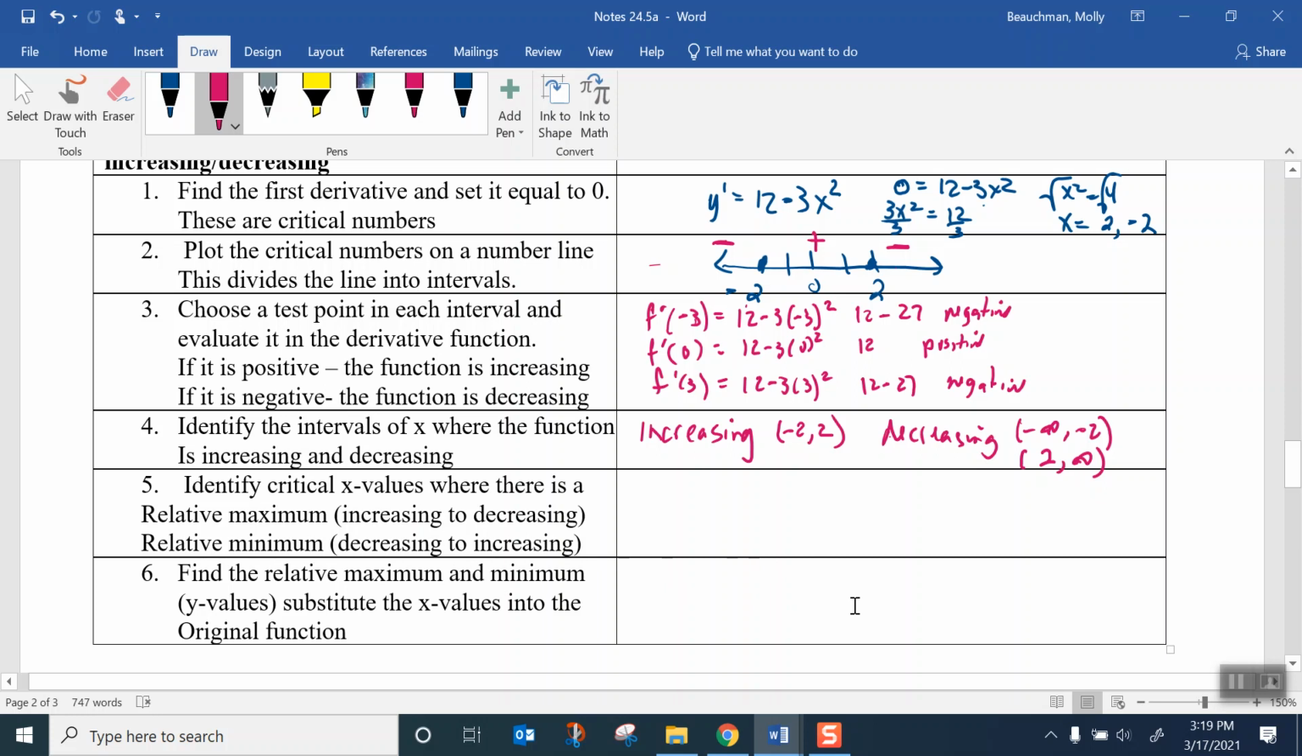So if we take a look at our graph, we're going from decreasing to increasing. So at x equals -2, since we're going from decreasing to increasing, there is a relative minimum.